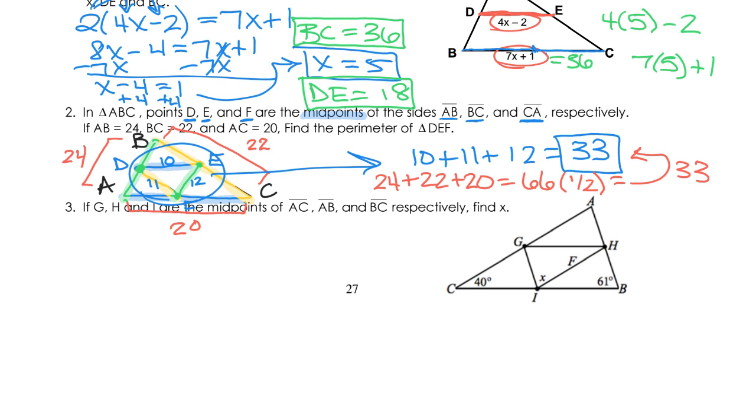And it's saying that if G, H, and I are midpoints of AC, AB, and BC respectively, find X. So this one's not about the lengths of the segments like the last 2 were. This one's more about the angles. And because those are midpoints, the lines end up being parallel. And because the lines end up being parallel, we end up with a bunch of corresponding angles. For instance, my 40 can go there. Okay. The 61 that I have on this side can come up here.